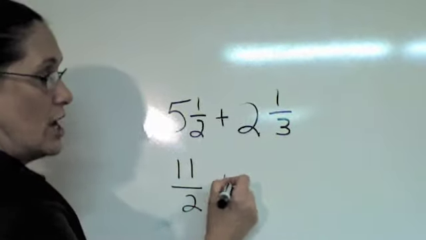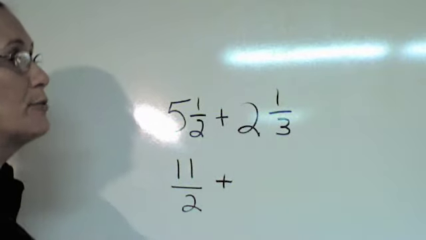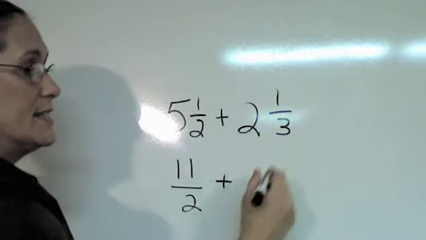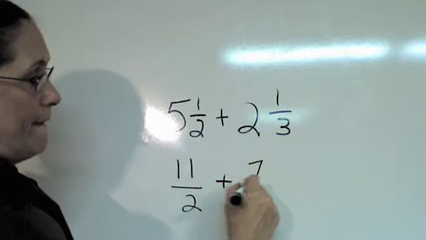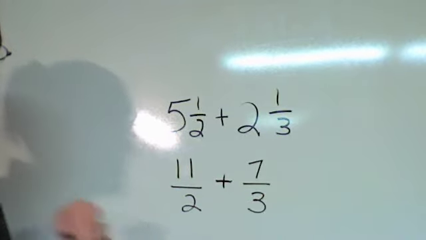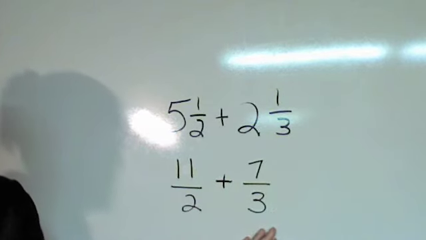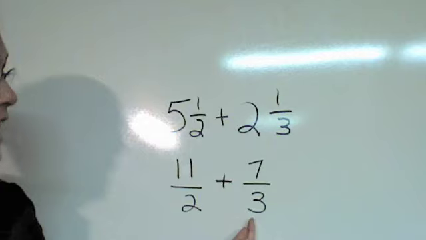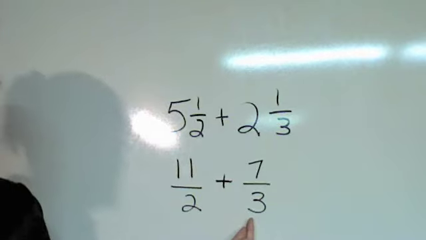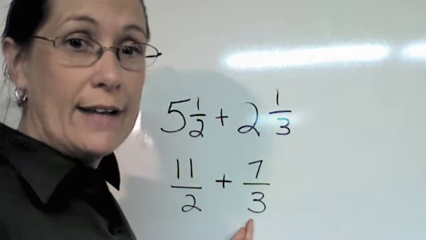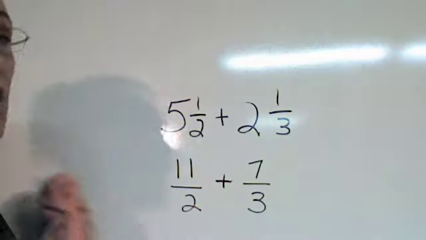I am now going to change this mixed number into an improper fraction. 2 times 3 is 6. 6 plus 1 is 7. I have 7/3. Now, that's great. I've changed them into improper fractions, but now I notice that I have two different denominators, and I must have a common denominator in order to add these. So I'm going to have to get a common denominator.